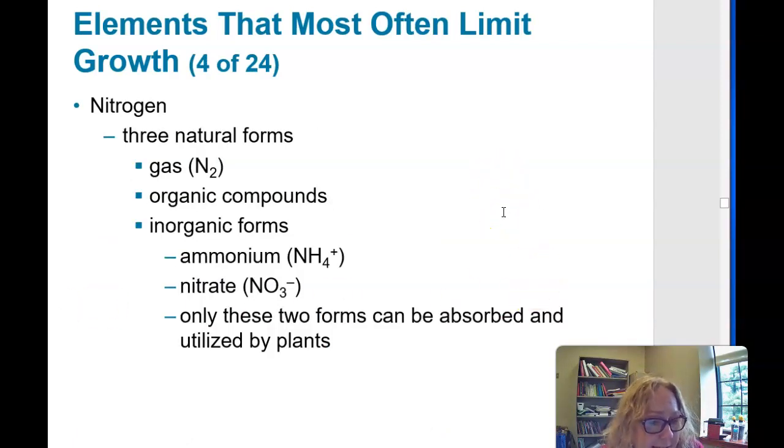There are three natural forms: gas, organic compounds, and inorganics. That's going to be your ammonium and your nitrate. Only two of these forms can be absorbed by plants. It cannot absorb the gaseous form of nitrogen. Can't do it. So that is considered unavailable to plants.